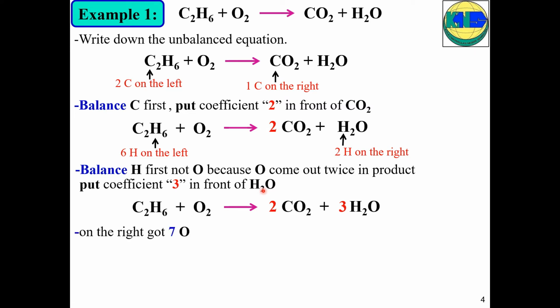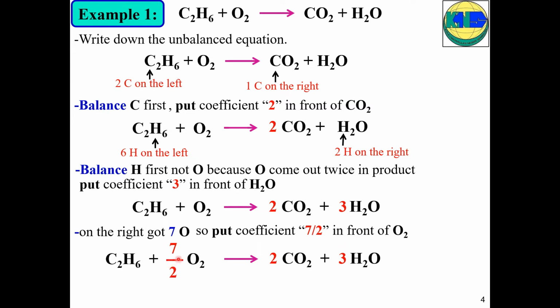Lastly, we balance the oxygens. On the right, you have 7 O. Why 7 O? 2 multiplied by 2 is 4, and 4 plus 3 is 7. So we put coefficient 7/2 in front of oxygen gas. The equation can be simplified by multiplying by 2. So you get 2 mol of C2H6 plus 7 mol of oxygen gas gives 4 mol of carbon dioxide plus 6 mol of H2O.